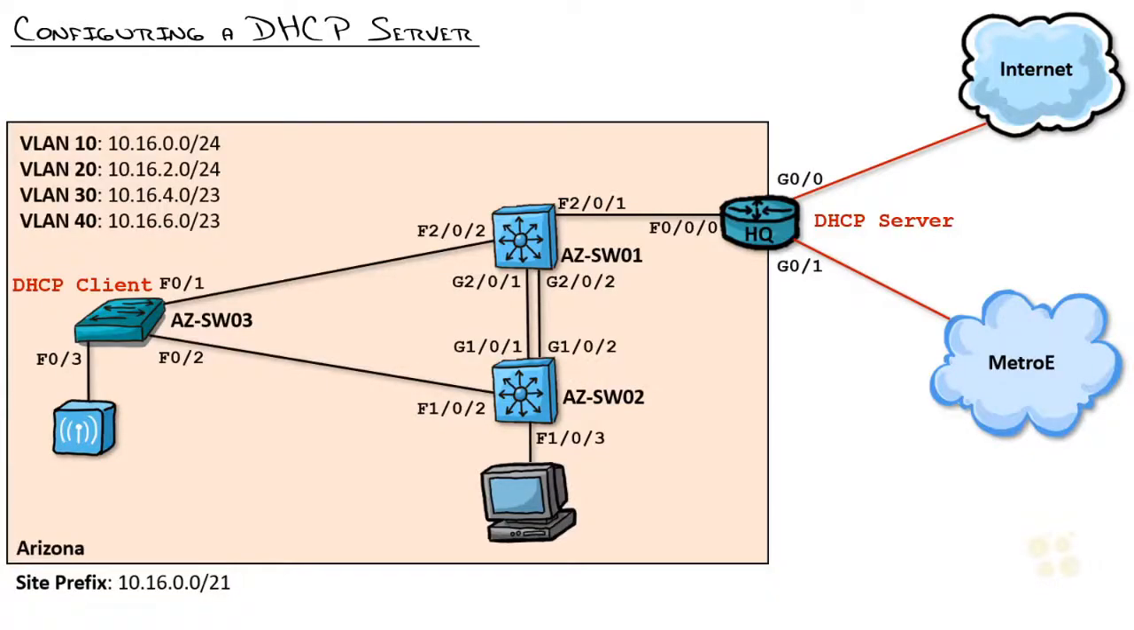Okay, so here's what we got. We got the network environment. As I mentioned in the last video, I set this guy up as the DHCP client. It's asking for an IP address. And remember, it's asking for it on VLAN 10 because in the last video, I deleted the VLAN 1 interface. It's gone, as in it doesn't have an IP address.